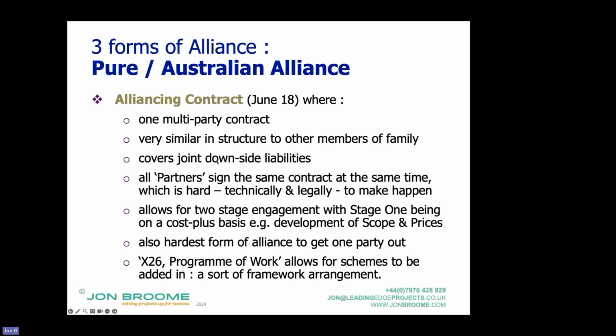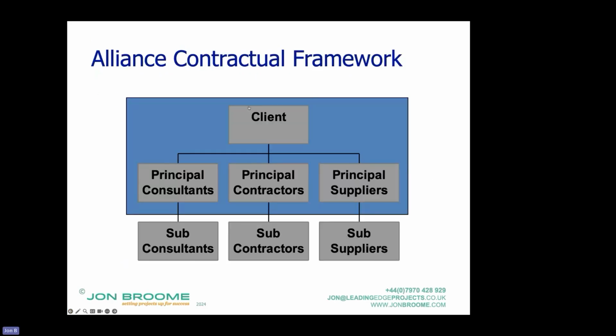It's very similar in structure, in terms of those 9 sections, to the other members of the family, and effectively there's a pain-gain mechanism in it. So if this water treatment centre comes in below its overall budget of £20 million, let's say this consultant gets 10%, this contractor gets 25%, this one 25%, leaving the client 40%.